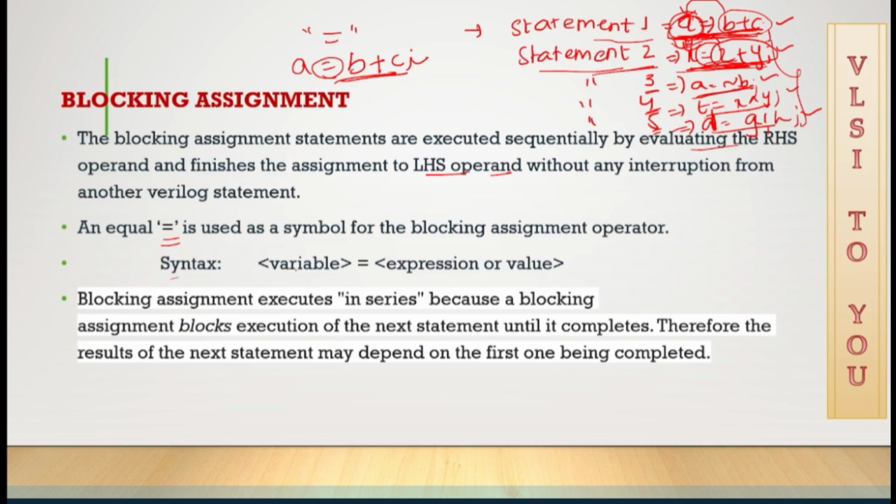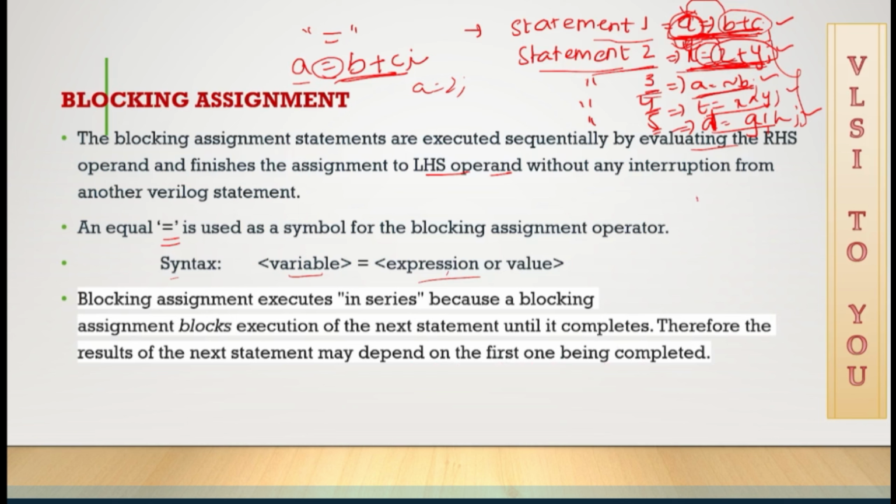Okay. So this is the syntax: a variable equal to some expression or any value, like a equal to 2. This is also a blocking statement, you could say. Blocking assignments execute in series. Series means sequential, because a blocking assignment blocks execution of the next statement until it completes. That is what I have explained. That means only after execution of this particular statement will the next statement be executed. Therefore the result of the next statement may depend on the first one being completed.